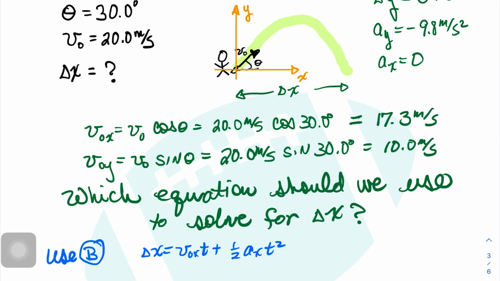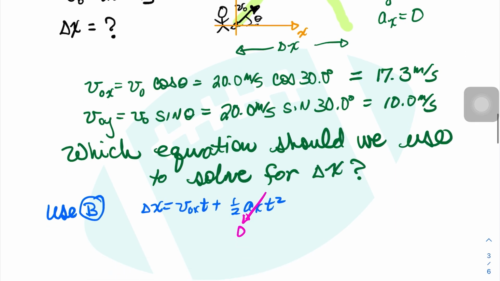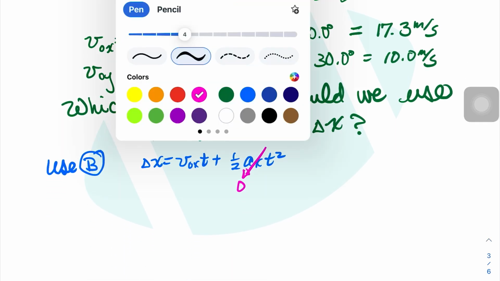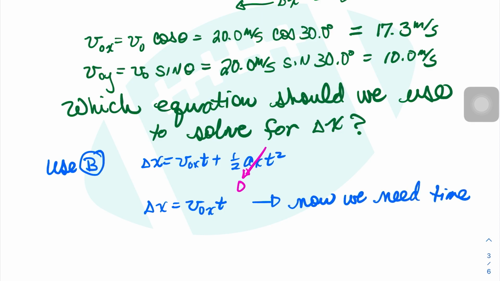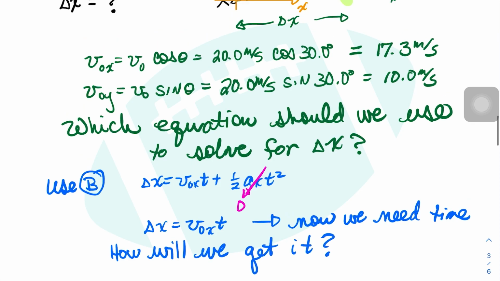And if we look at what a x is there, which we wrote down when we were organizing ourselves, a x is 0. So that last term will be 0. So my equation B becomes a little simpler. I just have delta x equals v naught x times time. And hey, we already got v naught x up above. So now what we need is to find time. All right, so how are we going to get time?